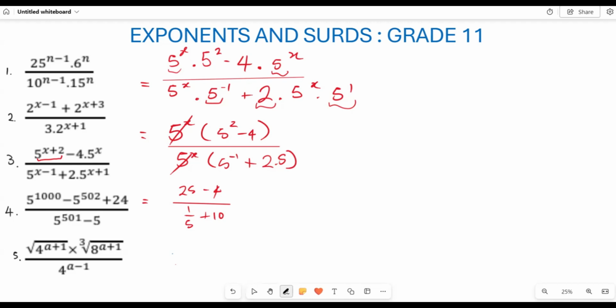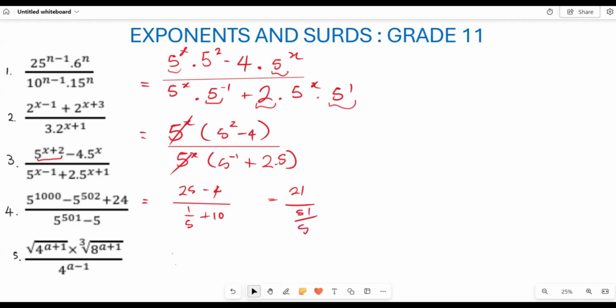And then what is it that I'm going to do now from here? Can you see that this is going to be same as 21 over what is going to be your 1 over 5 plus 10? I think this is going to give me 51 over 5, right? This is 51 over my 5.